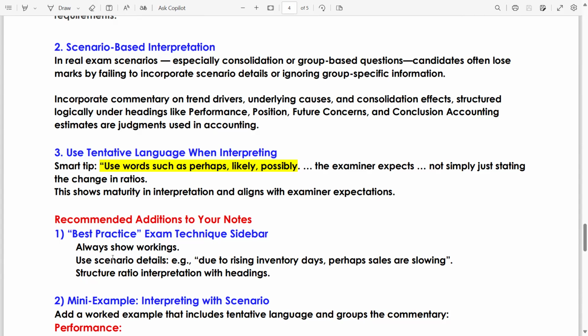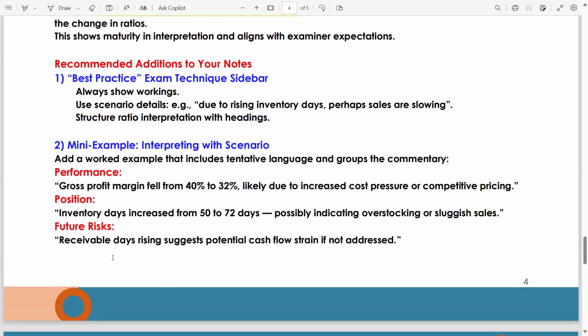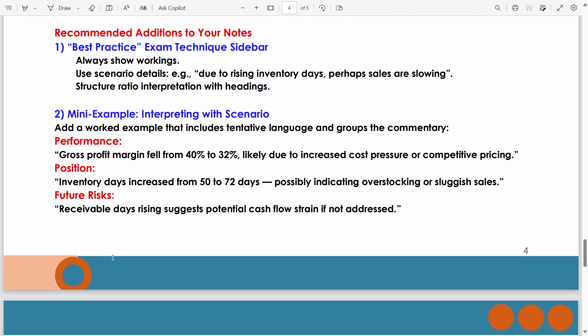Recommended additions to your notes. Best practice exam technique sidebar. Always show workings. Use scenario detail. These are the two important things, nothing else. Due to rising inventory days, perhaps sales are slowing. Structure ratio interpretation with headings. Mini example interpreting with scenario. Add a worked example that includes tentative language and groups the commentary.